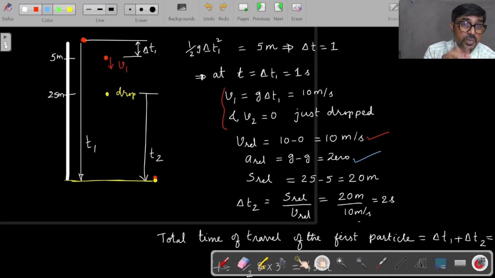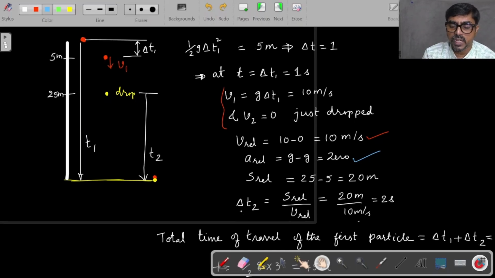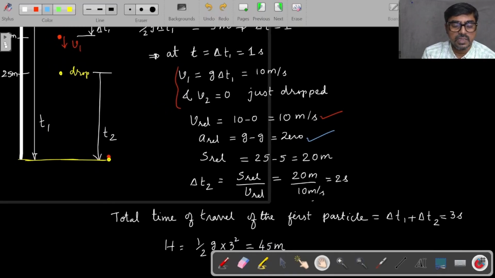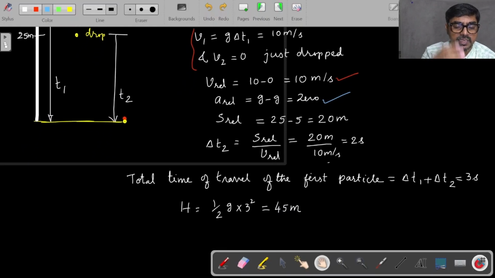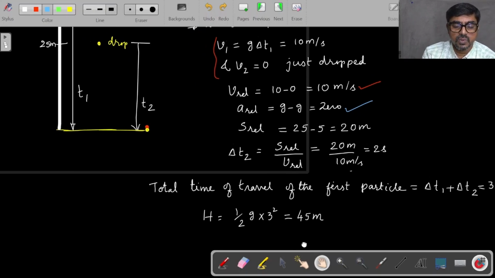After 2 seconds they will meet, and they are saying that when they meet they reach the ground also. Simultaneously they are reaching the ground, that's what they are talking about. So when will they reach? After 2 seconds, the ground there. That means the total time of travel of the first particle is going to be 3 seconds. Once I know the time taken, I can find the height. H equal to half g into 3 square, you will get 45 meters. So that's the question we have.